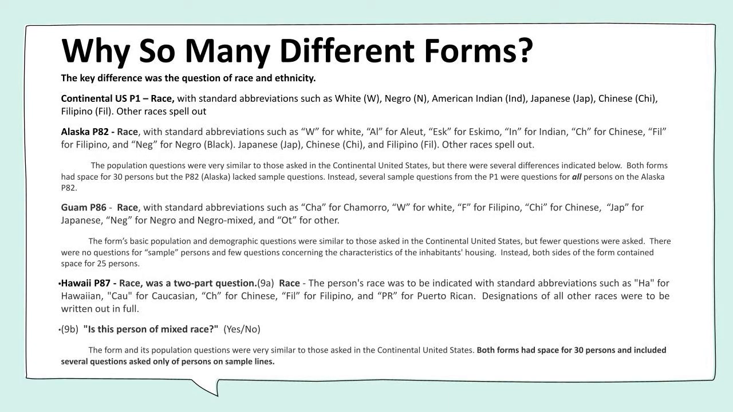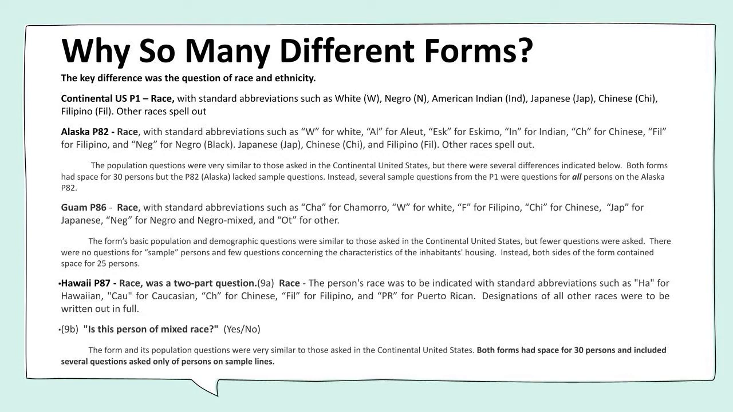So again, why do we have so many different reports? The key difference was the question on race and ethnicity. In the continental U.S., the race abbreviations included white, Negro, American Indian, Japanese, Chinese, Filipino, and all the others were spelled out. In Alaska, it was slightly different. You had obviously white, AL for Aleutians, ESK for Eskimo, IN for Indian, Chinese, Filipino, and Negro or Black. It also asked questions about Japanese people, Chinese people, and Filipino people. Other races were spelled out.